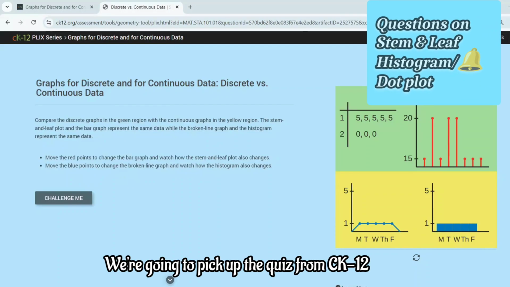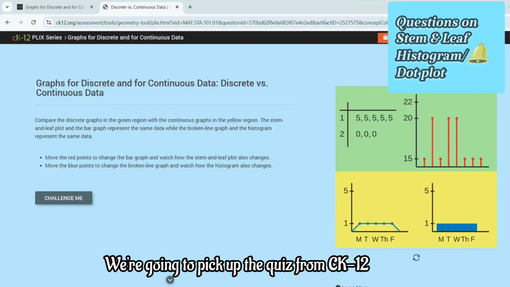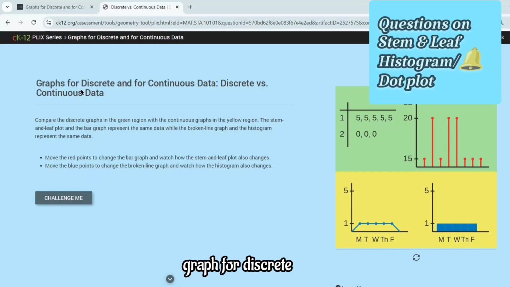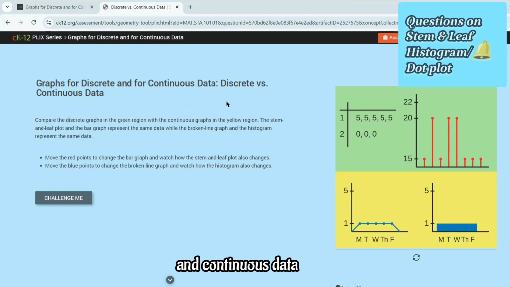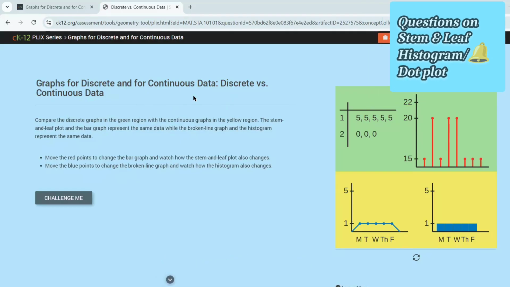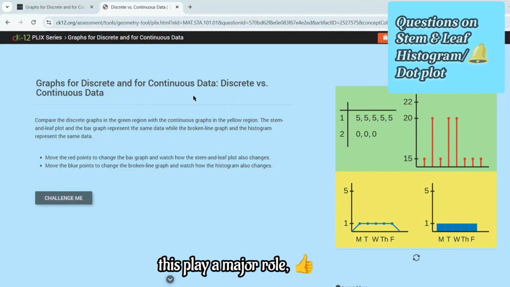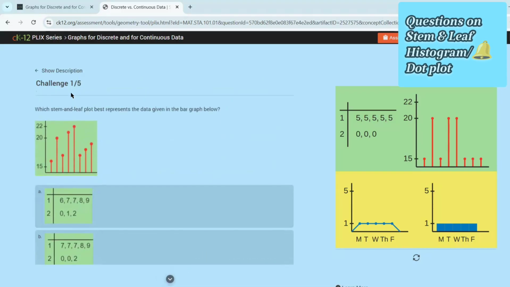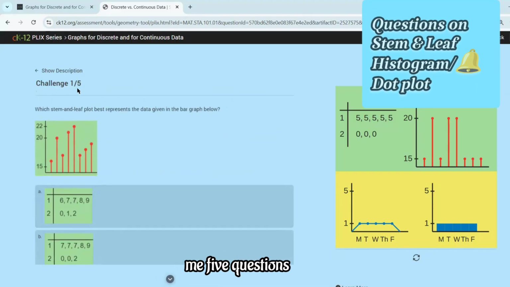We're going to pick up the quiz from CK12. I'm going to take on graph for discrete and continuous data, the difference between these two. This in the statistic world or in general science plays a major role, right? So let's say I'm going to say challenge me, and it's going to give me five questions.